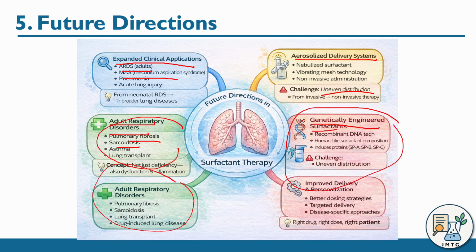And the future direction is also about improved delivery and personalization. So, better dosing strategies, better delivery options or methods, and targeted therapy, especially in adults, because lungs are larger and disease is uneven.